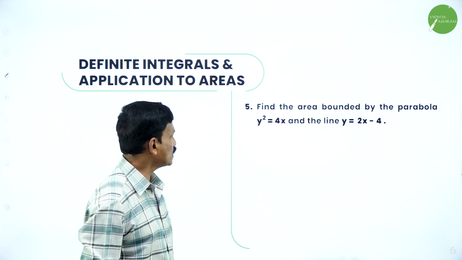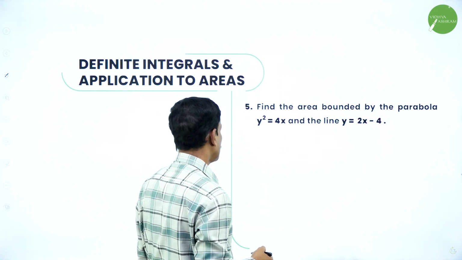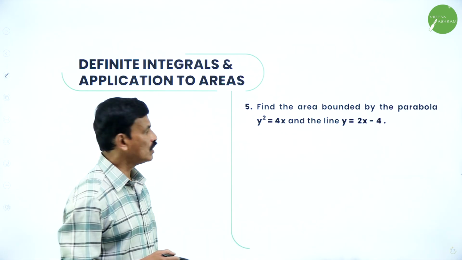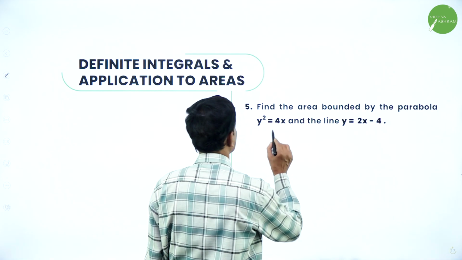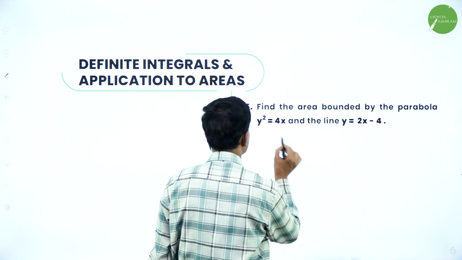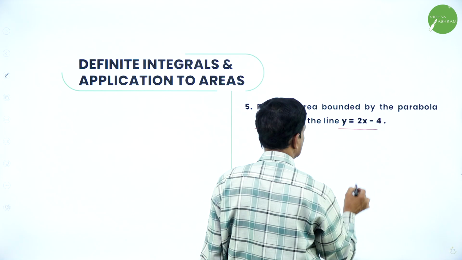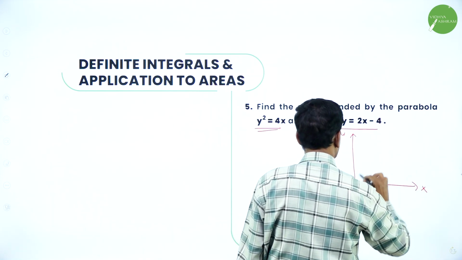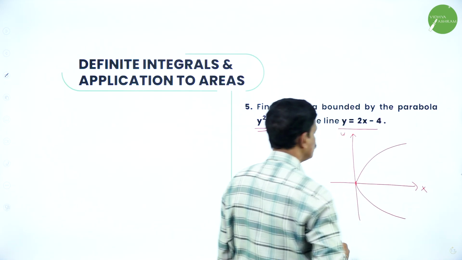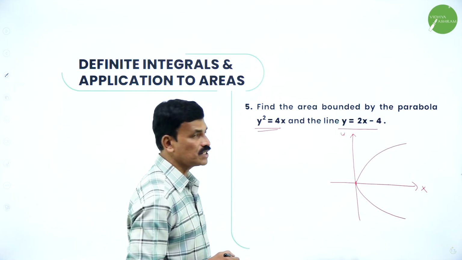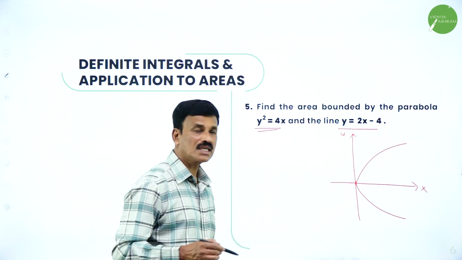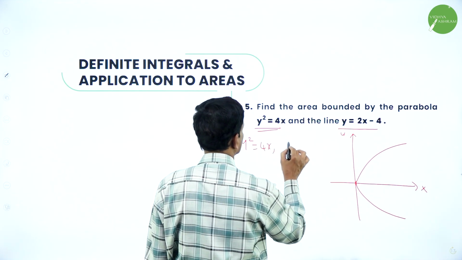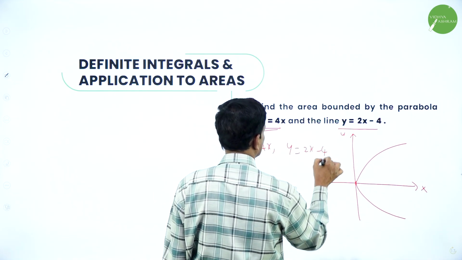Now move on to a similar type of problem. Find the area bounded by the parabola y squared equals 4x and the line y equals 2x minus 4. Same type of problem. This is the x axis, y axis. y squared equals 4x means you have a parabola opening to the right side. Now what is the line given? y squared equals 4x and y equals 2x minus 4.